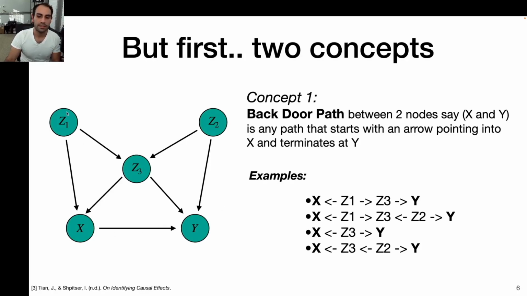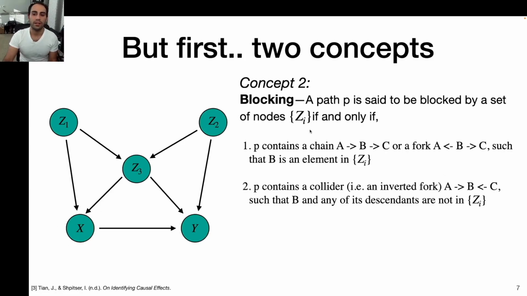So we have X to Z1 to Z3 to Y, X to Z1 to Z3 to Z2 to Y, X to Z3 to Y, and then X to Z3 to Z2 to Y. Notice that when talking about backdoor paths, the only arrowheads we pay any attention to are the ones going into X. The second concept is that of blocking.